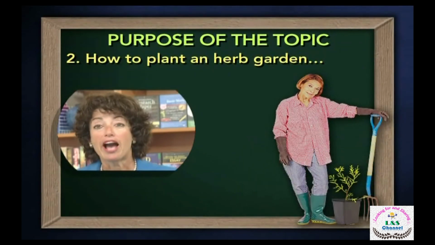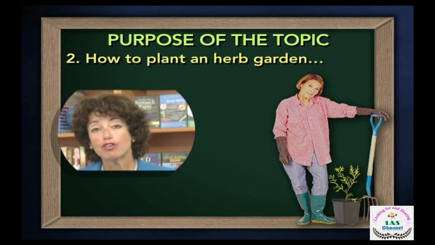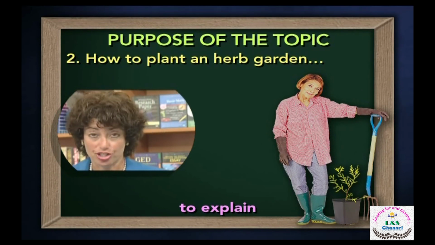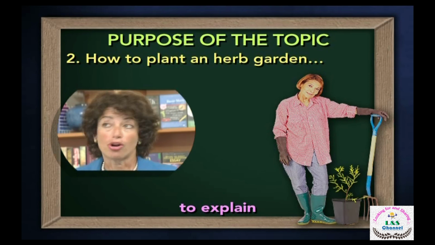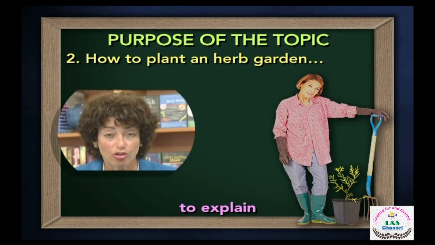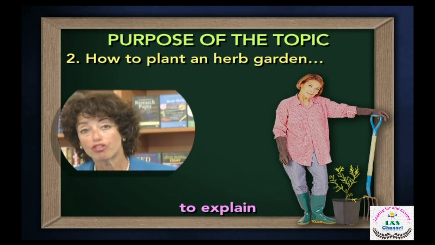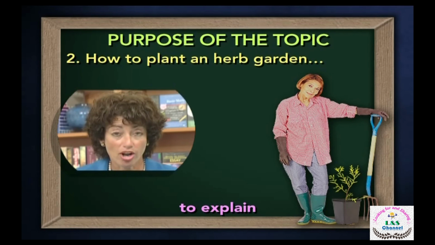Number 2, how to plant an herb garden. Well, the words how to tell you that you're going to explain. This will be a process analysis paper as you list the steps in order. Perhaps to plant an herb garden, you might first choose which herbs you're going to grow, then you might prepare the soil, then you would actually plant the herbs, then you would have to water them and fertilize them and weed them and so on. So you're doing step 1, step 2, step 3, step 4.